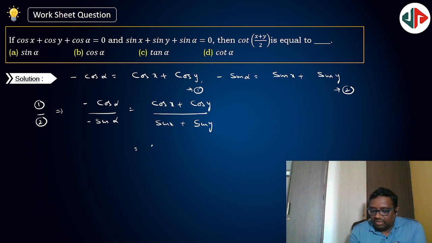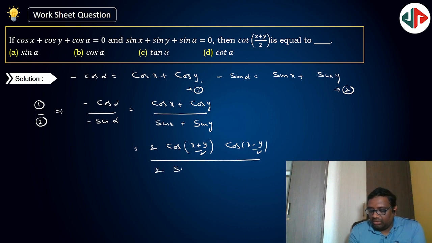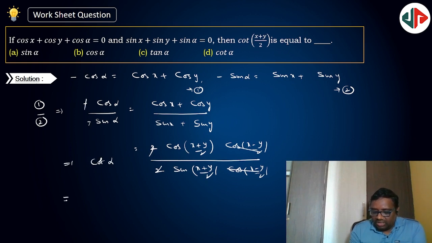Now this value is nothing but 2 times of cos of (x plus y) by 2 cos of (x minus y) by 2 over sin x plus sin y, which means 2 into sin of (x plus y) by 2 cos of (x minus y) by 2. So both will be cancelled. It is nothing but cot alpha only now. So what is your cot of (x plus y) by 2? Cot of (x plus y) by 2 is equal to cot alpha.